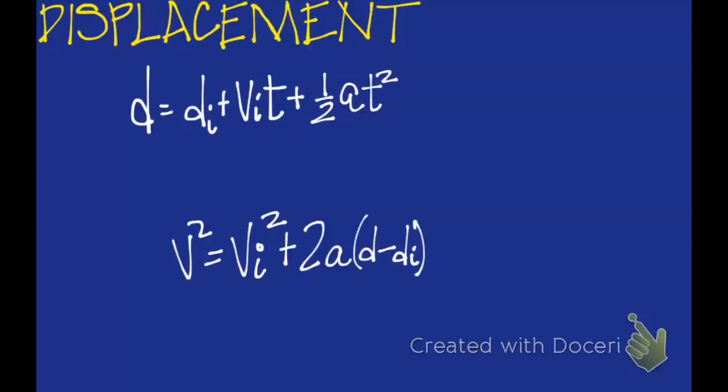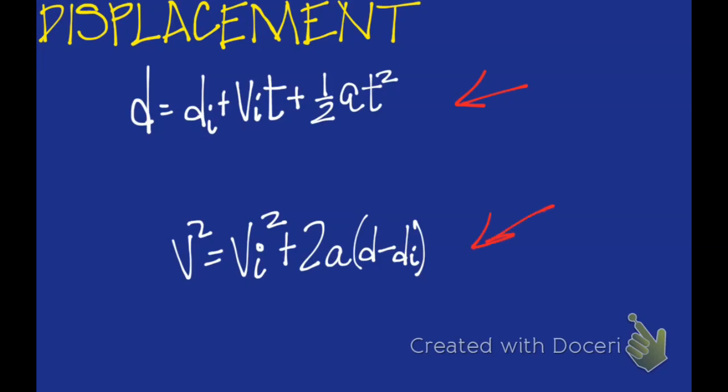Let's take a look at these two formulas for displacement using the mechanics section of your engineering formula chart. The first one is the distance is equal to the initial distance plus the product of the initial velocity times time plus 1/2 acceleration times time squared. Only the time is squared in this formula.